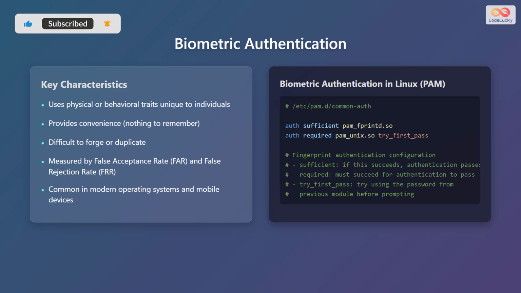Here's how biometric authentication can be configured in Linux using PAM, which stands for Pluggable Authentication Modules. The pam.d/common-auth file is configured to use the pam_fprintd.so module for fingerprint authentication. If fingerprint authentication succeeds, authentication passes. The pam_unix.so module is still required as a fallback. The try_first_pass option tries using the password from the previous module before prompting to streamline the authentication process.